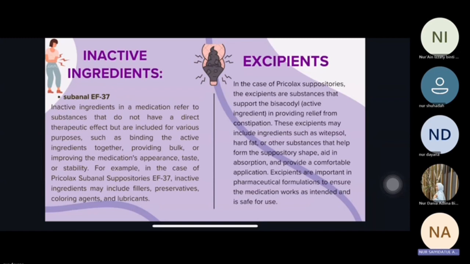Excipients. In the case of Precolate suppositories, the excipients are substances that support the bisacodyl active ingredient in providing relief from constipation. These excipients may include ingredients such as white Witepsol, hard fat, or other substances that help form the suppository shape, aid in absorption, and provide a comfortable application. Excipients are important in pharmaceutical formulations to ensure the medication works as intended and is safe for use.